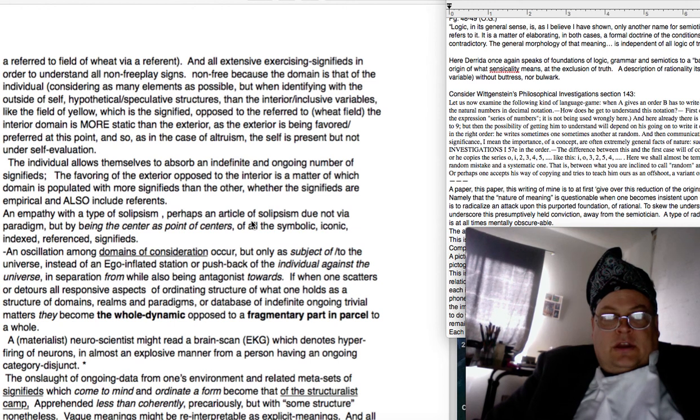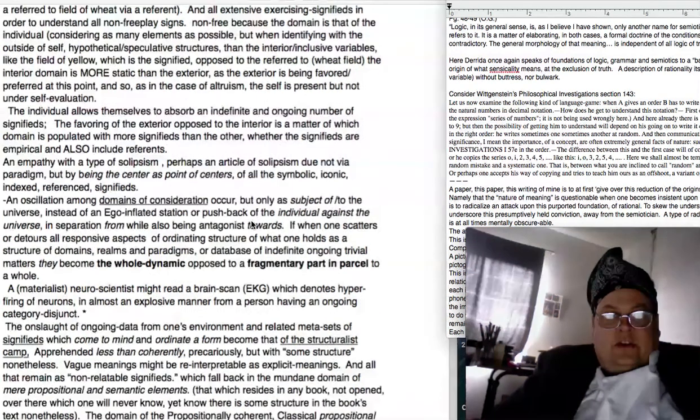Non-free because the domain is that of the individual, considering as many elements as possible, but when identifying with outside-of-self hypothetical speculative structures, then the interior inclusive variables, like the field of yellow, which is the signified, as opposed to the referred-to wheat field, the interior domain is more static than the exterior, as the exterior is being preferred at this point. And so, as in the case of altruism, the self is present, but not under self-evaluation.